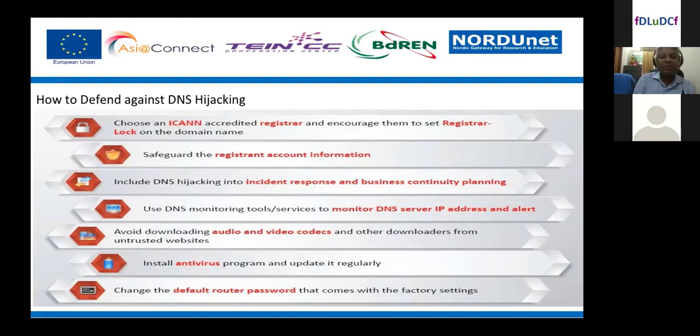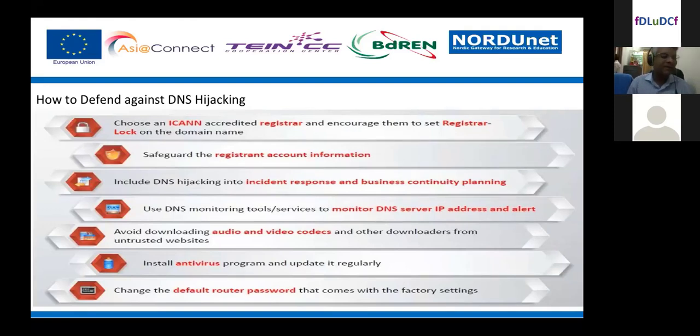So you have to monitor the DNS using tools or services, so that they monitor the DNS IP address as well as alert. So what you need to do is use DNS monitoring tools and services so that they can monitor the IP address as well as the alert system. And then avoid downloading audio and video codecs and other downloads from untrusted websites.